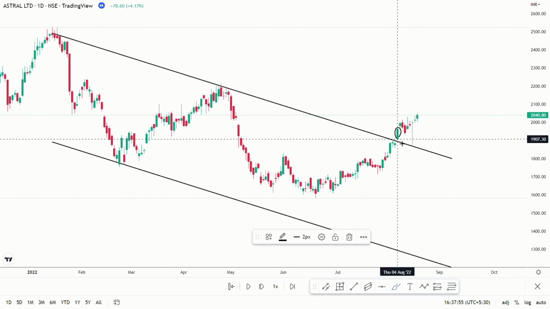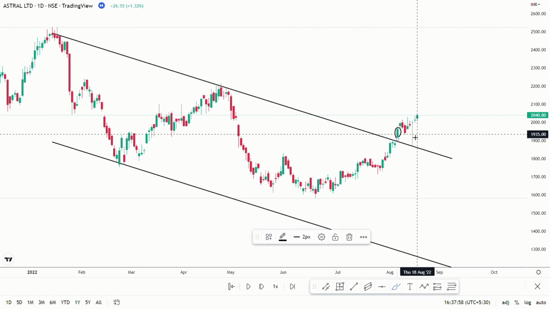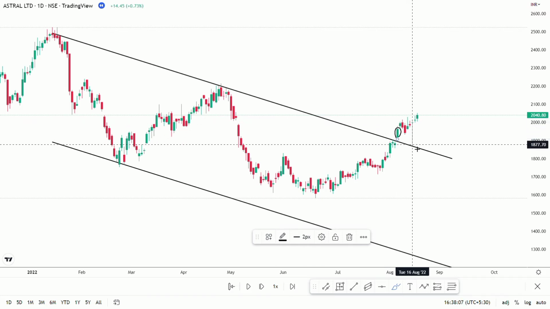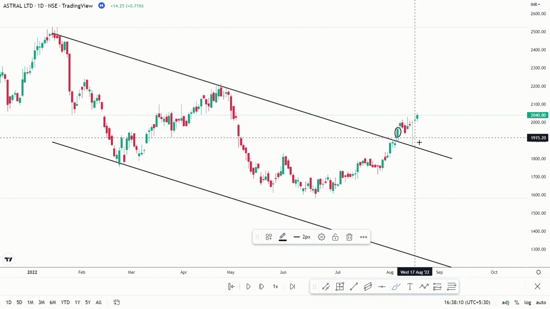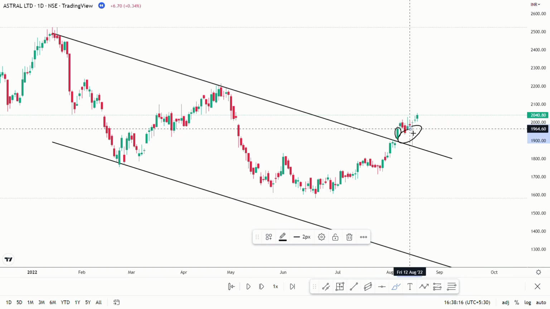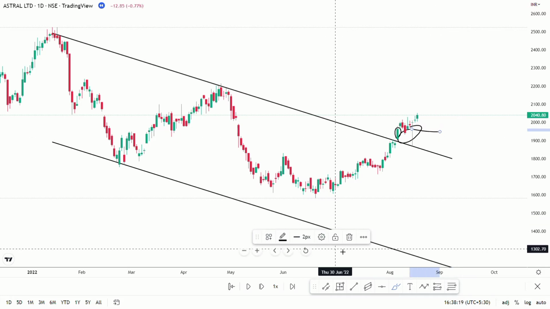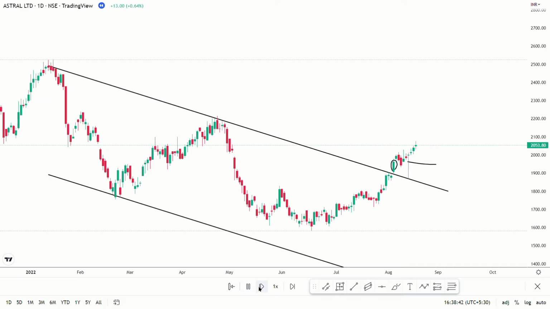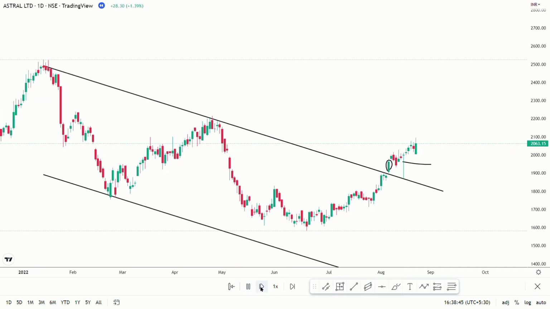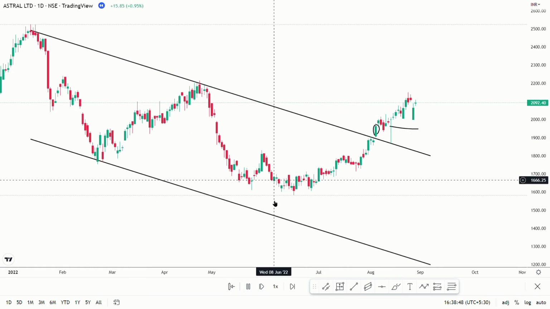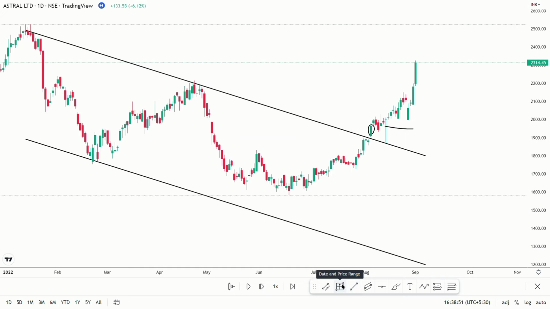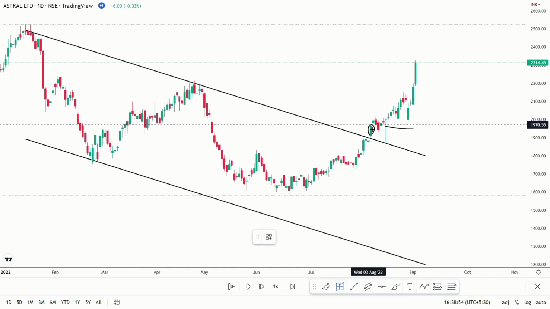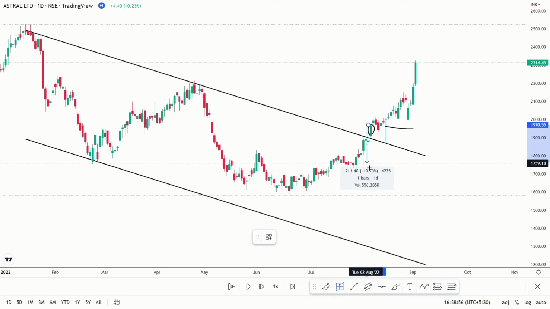Okay, at this point I will mark up. At this point this channel has been broken in Astral Limited. So this is the point where we are going to enter. If we miss it, then again as you see, this candle has retested from its breakout level. So this is another, second entry. Okay, let's see. And in this stock our stop loss is from this point to the low level at this point, around 10%.